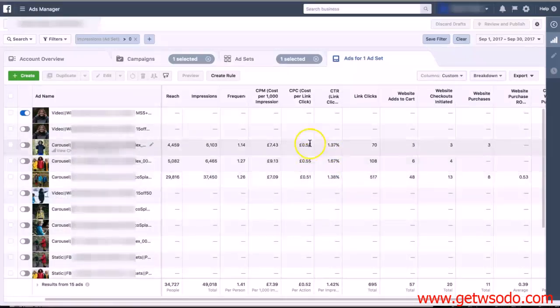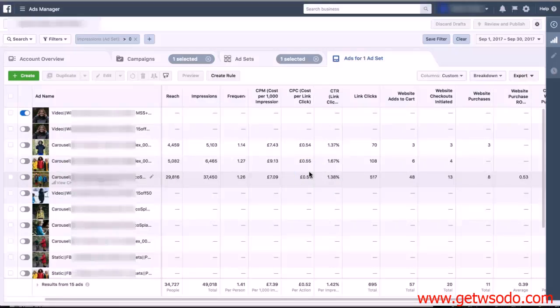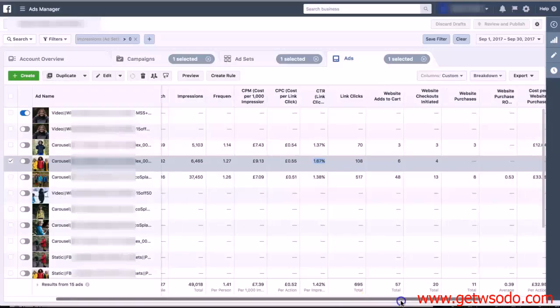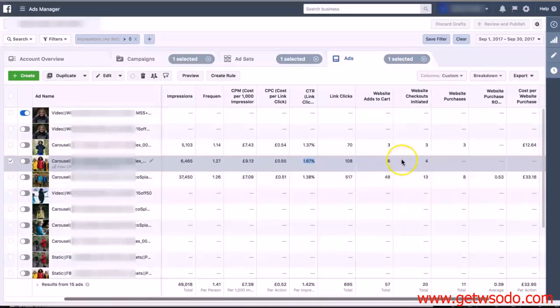So here you can see the CPCs are around the same mark. So the ad set performance is generally doing well overall. We have one ad here that has a far better click-through rate than the average and much better than the other two. And if you look through the metrics further through, you look at the add to cart rate, it's generally on par, 6/108, 3/70.